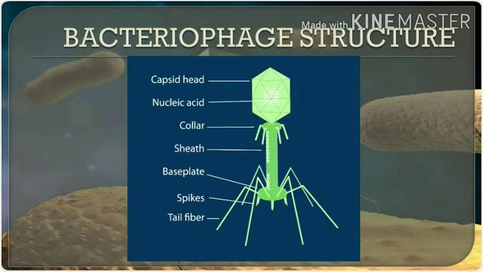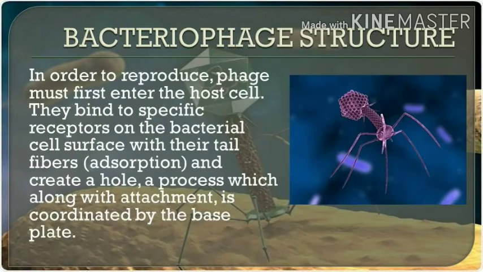The bacteriophage structure includes capsid head, nucleic acid, collar, sheath, base plate, spikes, and tail fiber. In order to reproduce, phage must first enter the host cell. They bind to specific receptors on the bacterial cell surface with their tail fibers for adsorption and create a hole, a process which, along with attachment, is coordinated by the base plate.